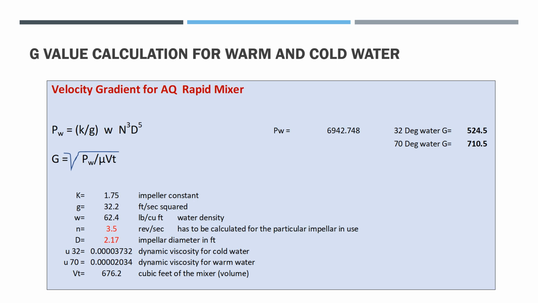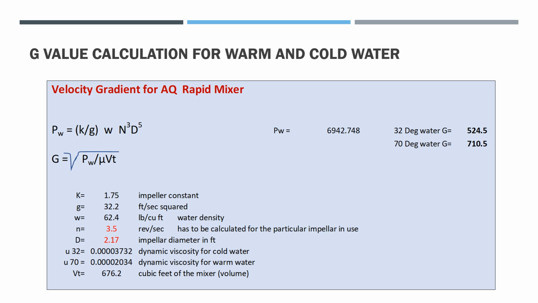And you see the formula for G value of the square root of the power divided by the viscosity of the water times the volume of the tank, where the power, or the P value, is the top value, which is the K divided by G multiplied times W times N cubed and D to the 5th power. So all those values put on.